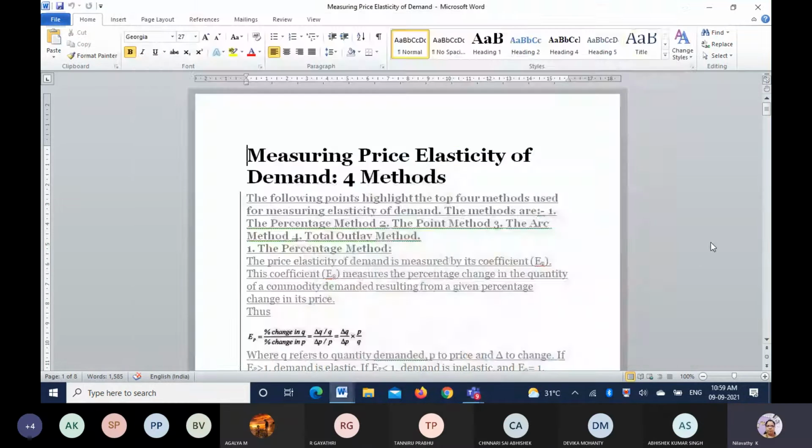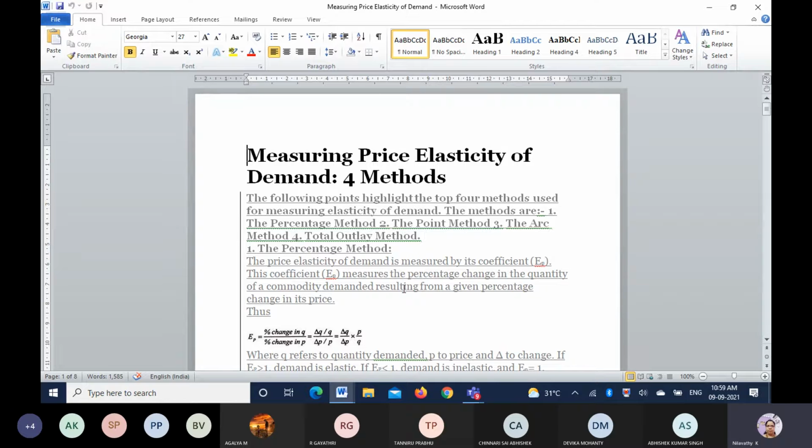Okay, so as I said, the general formula, you can use it for calculation. But for every method of measuring, there will be some limitations, you know. So for that, we have an alternate method. But you can use the general formula to calculate price elasticity, income elasticity, cross elasticity, and even elasticity of supply.